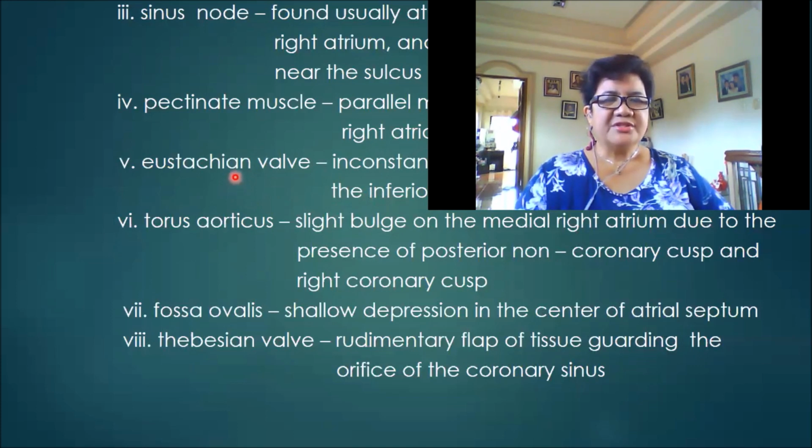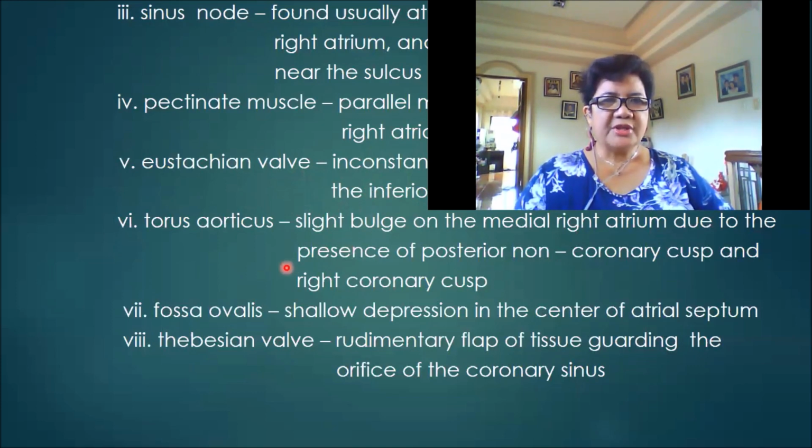Then you have the Eustachian valve. This is an inconstant and rudimentary crescentic fold in the inferior vena cava opening. So this cannot be seen usually because it is rudimentary. It might disappear as one grows older.